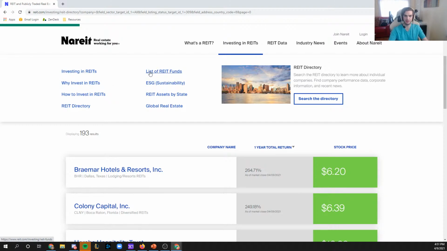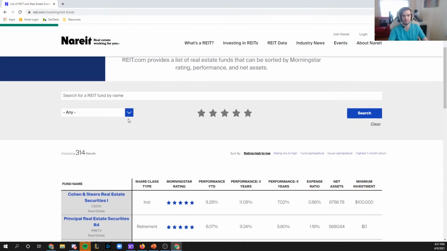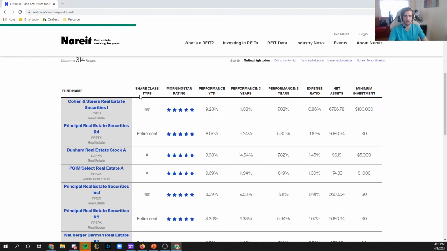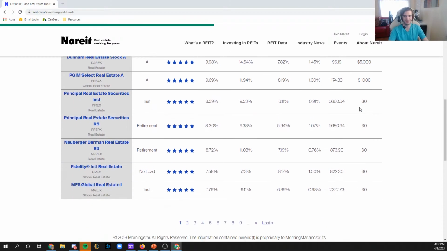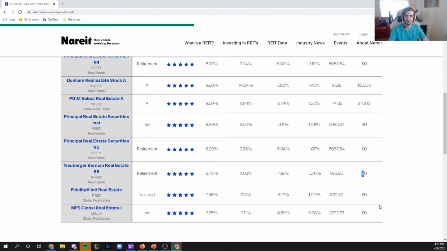Then what we also have is list of REIT funds. This is going to give us all of our mutual funds. And because they're mutual funds and because Morningstar is king when it comes to mutual fund information, we get the Morningstar rating for all of these. And along with it, we have the expense ratio, what they charge you. We have their year-to-date performance, 3-year performance, 5-year performance, and how much do you need to invest, the price of admission, basically? How much money do you need in order to get involved with them? For something like CSDIX, you need a cool $100,000. For others, 0, 0, 0, 0, 0.